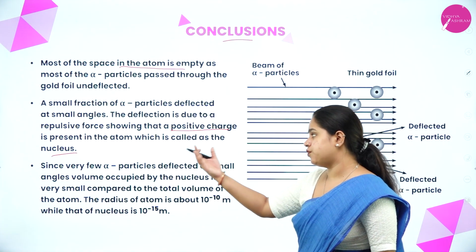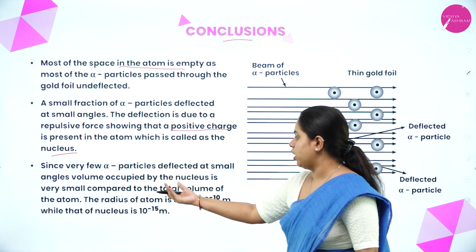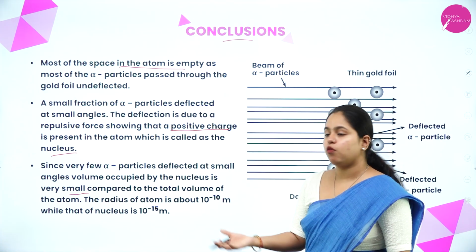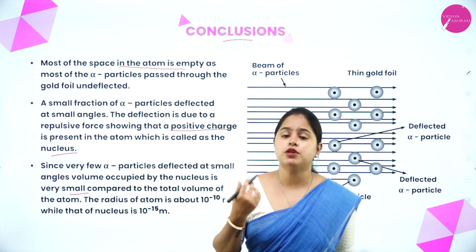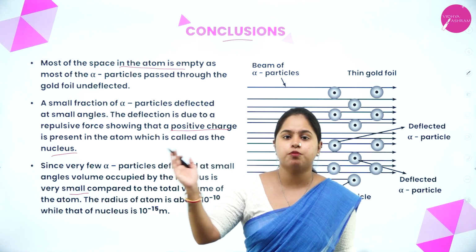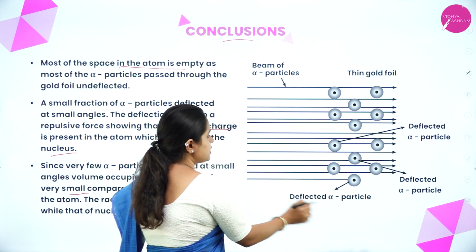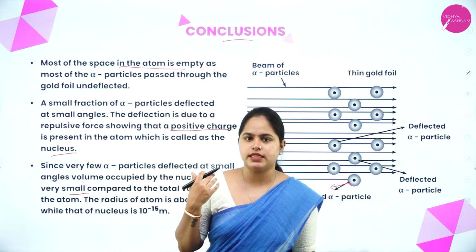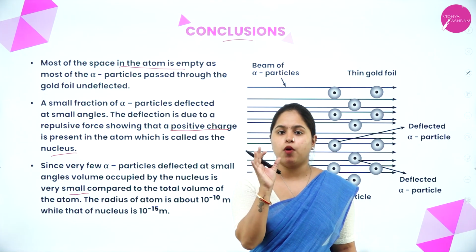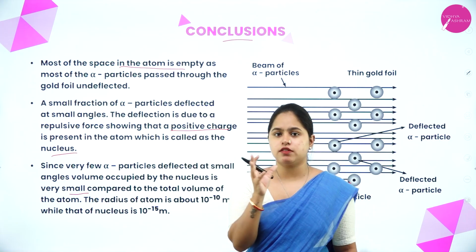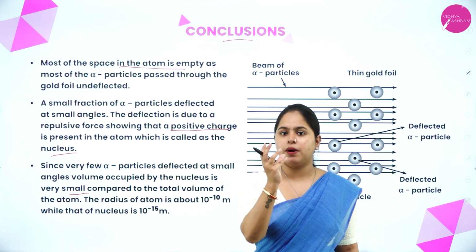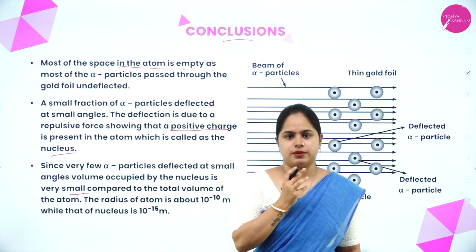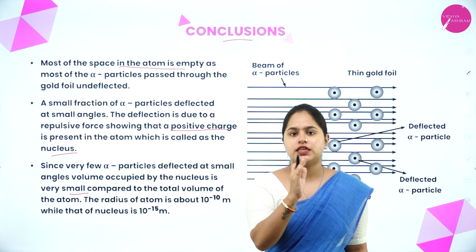Yes. Now the third one: since very few alpha particles deflected at small angles, the volume occupied by the nucleus is very small compared to the total volume of the atom. From the experiment, he observed that only very few of the alpha particles deflected back at exactly 180 degrees. You can see that only a few are deflecting exactly backwards. That is because the volume occupied by the positively charged nucleus inside the atom is very, very small compared to the whole size of the atom. That is why only a few of them deviate at 180 degrees.